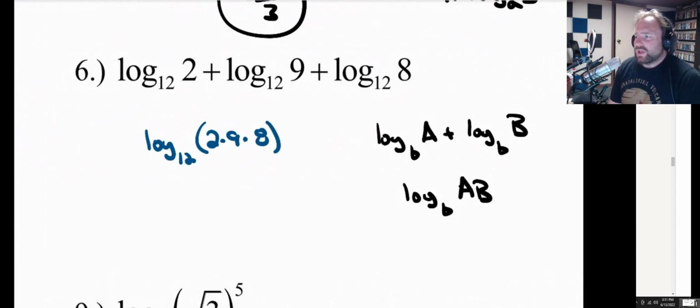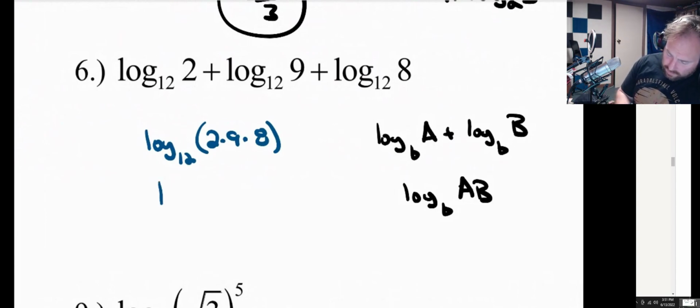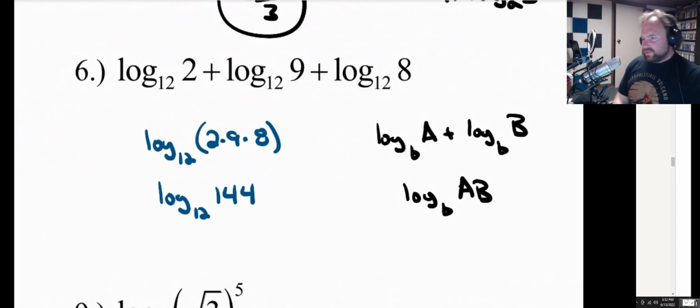Man, I'm not so good at math in my head. 9 times 8 is 72. 2 times 72 is 144. So this is the log base 12 of 144. You might be tempted to stop right now, but actually we can answer this question, because in a system that counts by multiplying by 12 every time, how many times do you need to multiply 12 by itself to get to 144? And the answer here is 2.